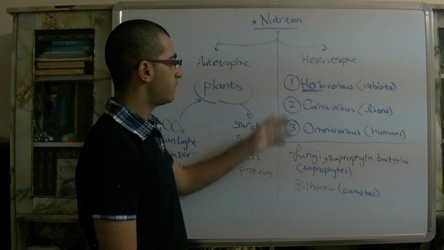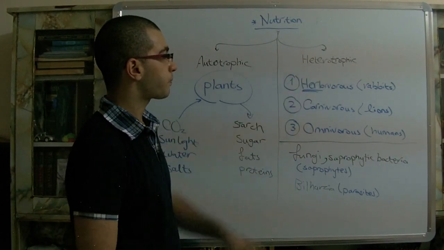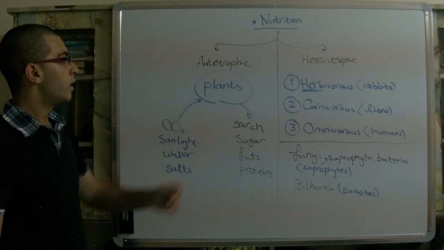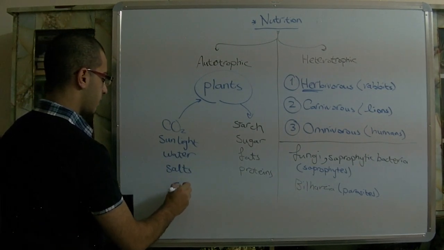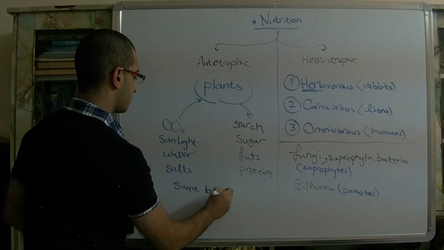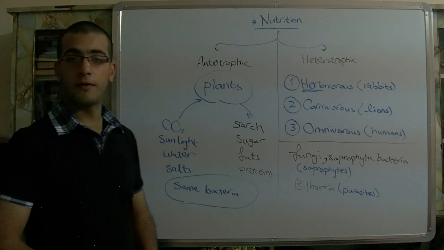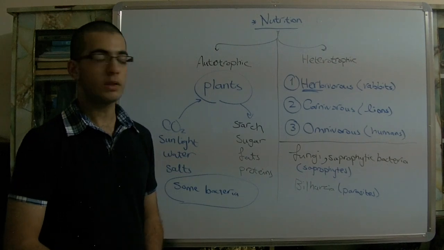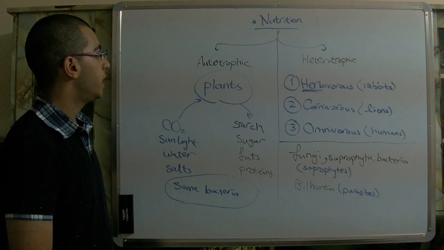So here we have 5 sections for living organisms, and we have here plants and some bacteria which have chlorophyll in order to use up the sunlight and other factors to obtain their own food without depending on another living organism.